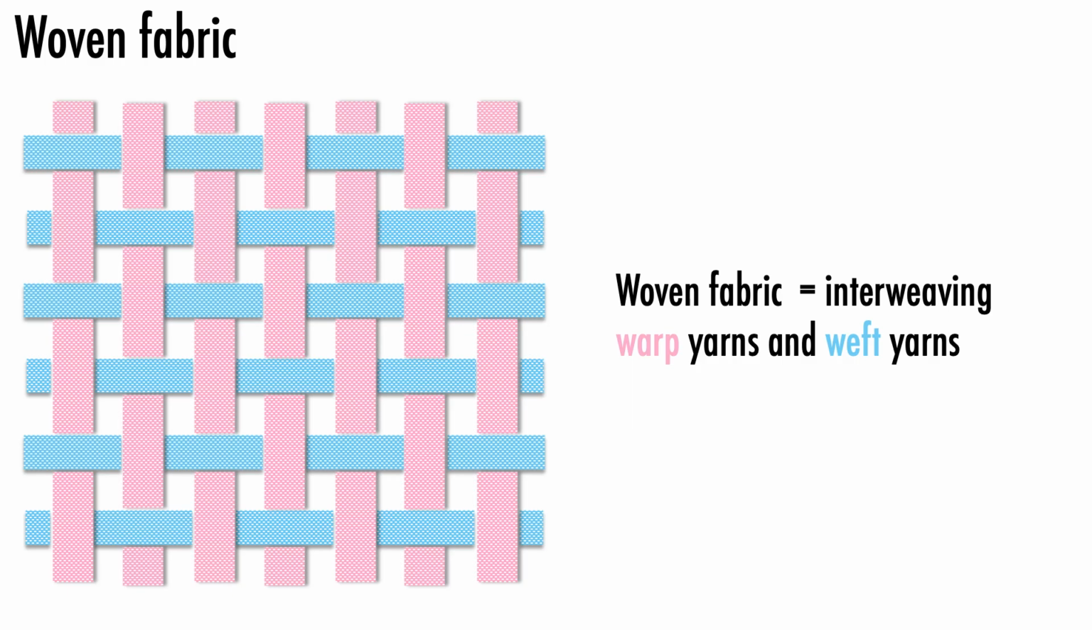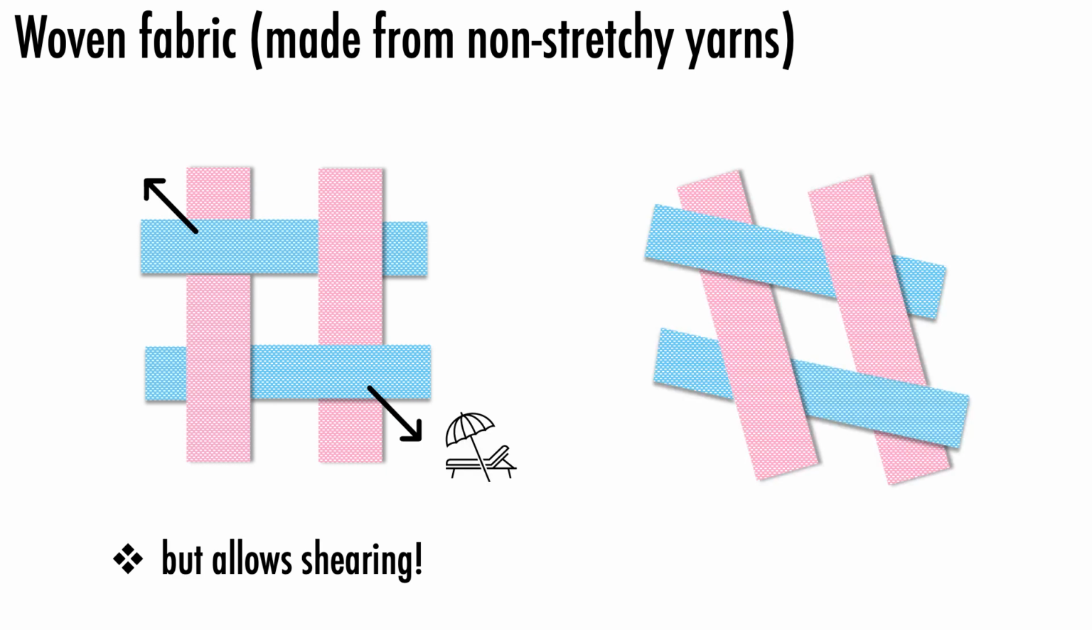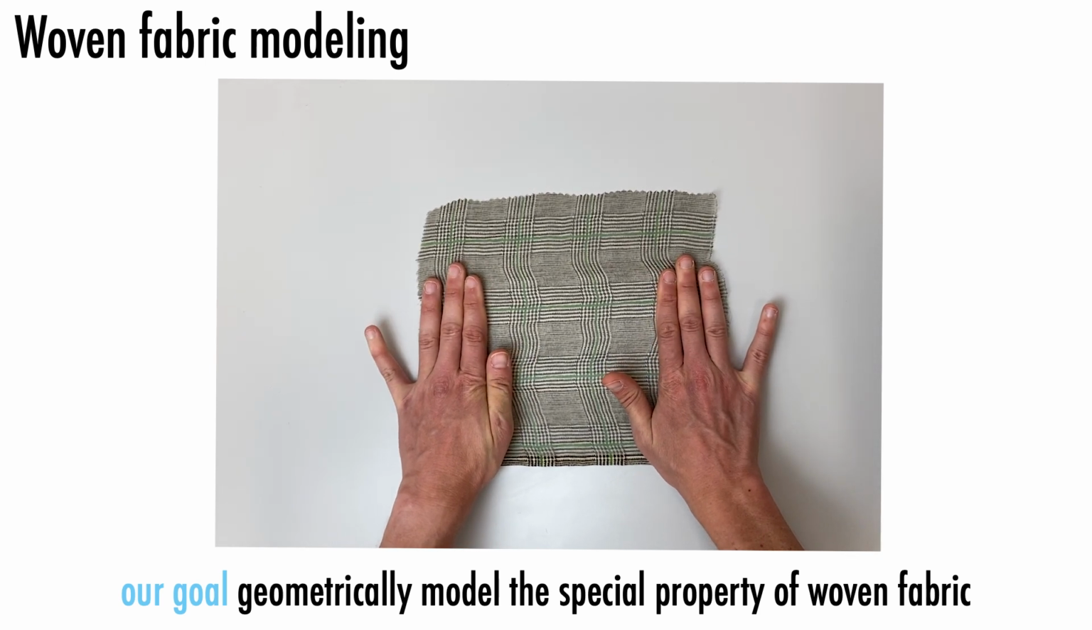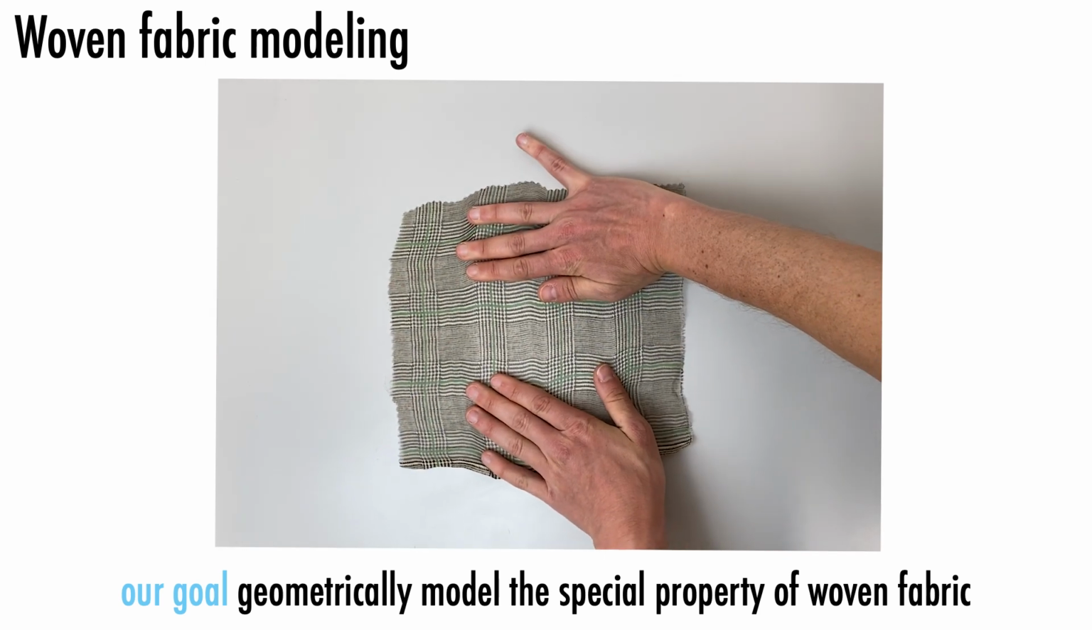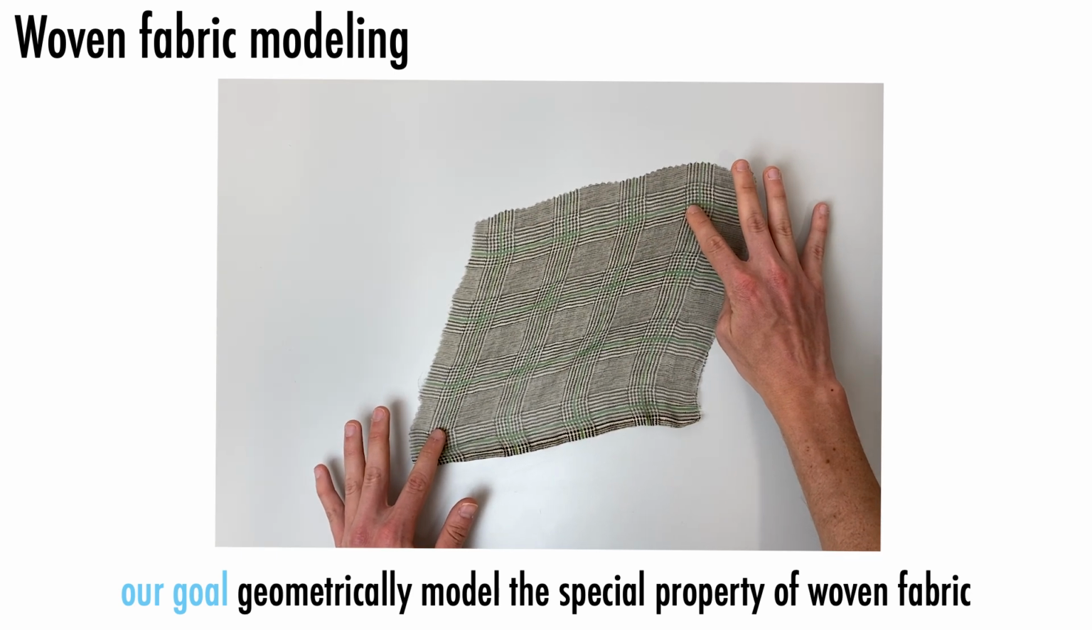Woven fabric consists of threads intertwined in the warp and weft directions. Woven fabrics made from non-stretchy yarns exhibit resistance to stretching along the yarn directions. However, they allow shearing in the diagonal directions. Here is an example of deforming a piece of silk fabric. While the yarns themselves are not stretchy, the fabric admits significant deformation due to shearing.